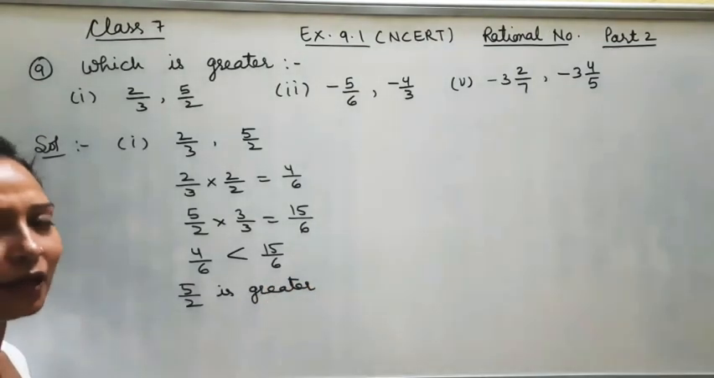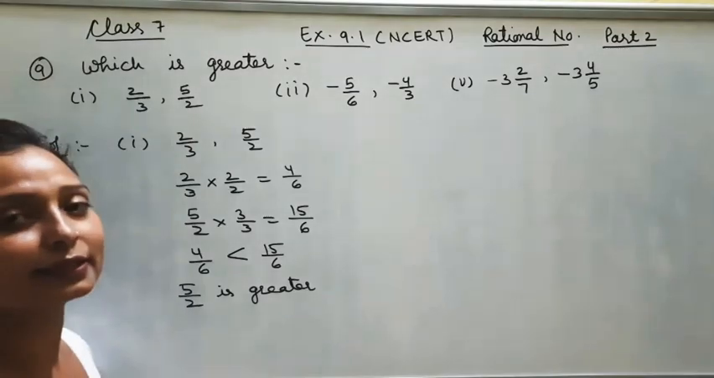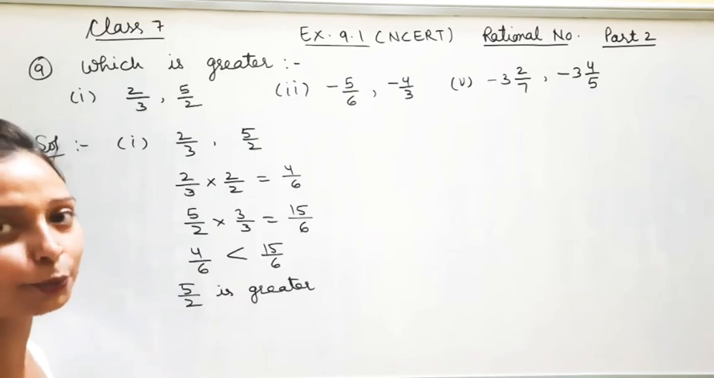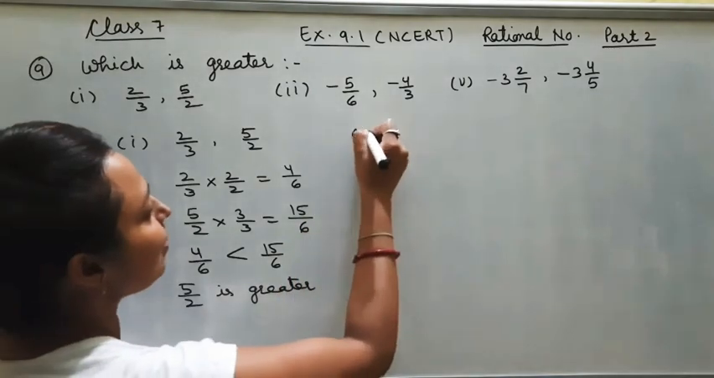All questions are almost similar. You have to take the LCM and then make the same denominator, then compare the two rational numbers. Almost all the questions are the same.